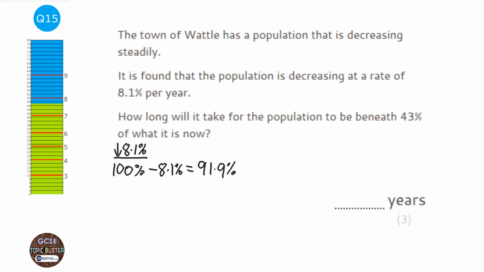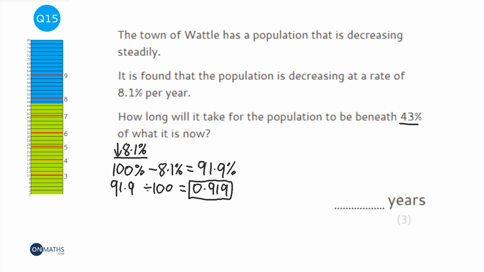And then we need that as a multiplier. So 91.9%, divide it by 100 to get it as a multiplier, and we get 0.919. Okay, so this is our multiplier. Whenever we times something by this number, we're decreasing it by 8.1%. Now, what we're going to do is use our calculator to work out how long it takes for that to go beneath 43%.